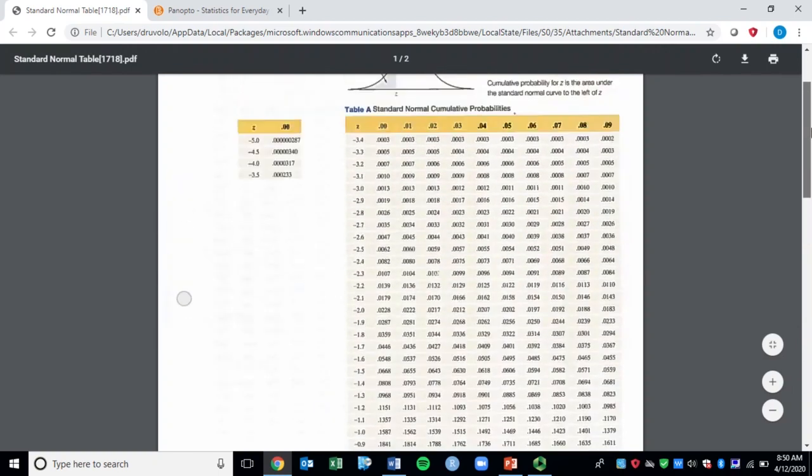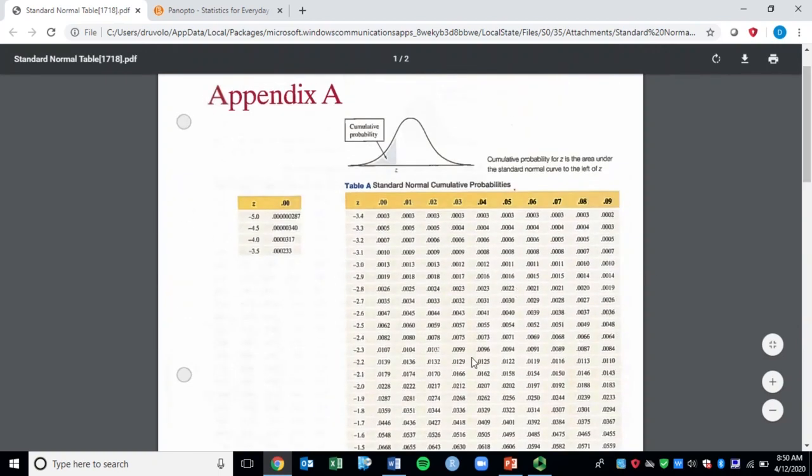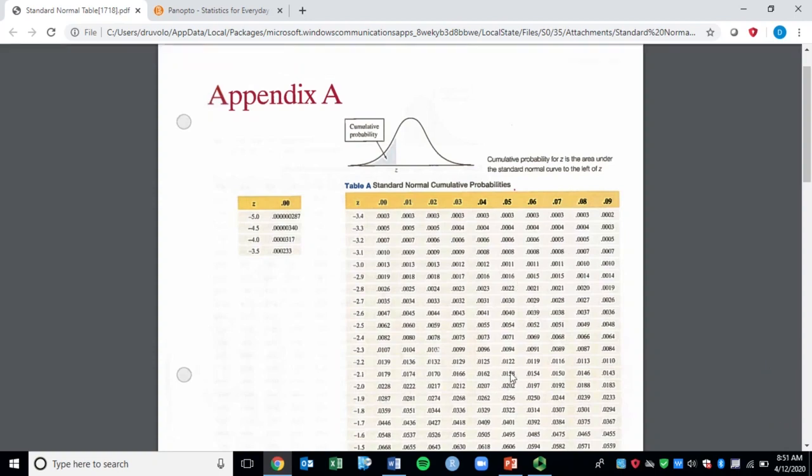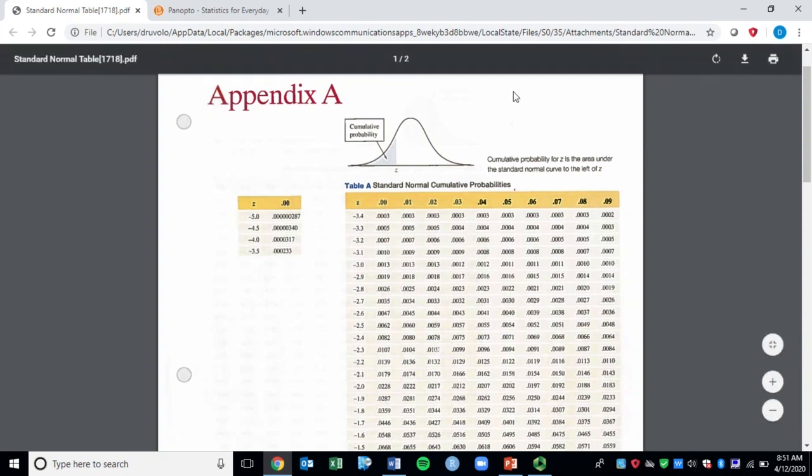Okay, second thing is I haven't told you what these values mean in here. These guys in here, these are probability. And you may want to write this on your table here, is that this table is always giving us less than. It's always giving us less than.